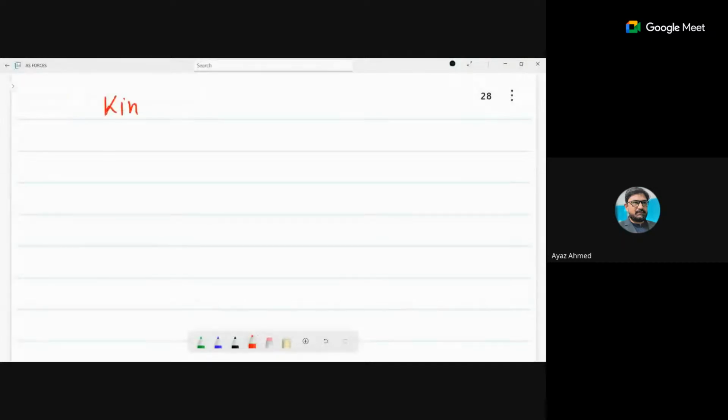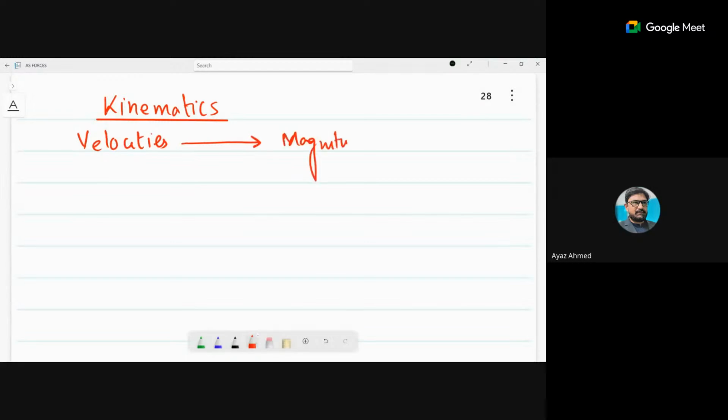Today in this video I'm going to talk about an important topic of kinematics, which is basically related to relative approaching and relative separation velocities. When we talk about kinematics, definitely we have to discuss velocities, and velocity has two aspects: we need magnitude as well as direction. So relative velocities are the velocities with respect to each other.